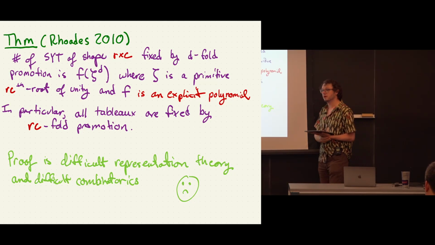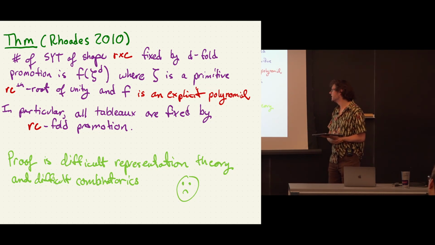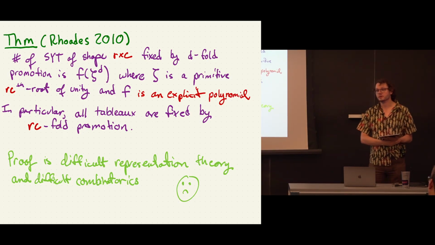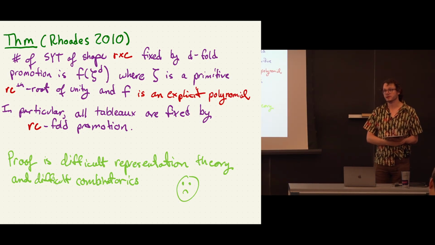Unfortunately, the proof is very hard. And the proof is hard in sort of two fundamentally different ways. The one thing that's hard about this proof is that it's not really combinatorial. It really is representation theoretic.